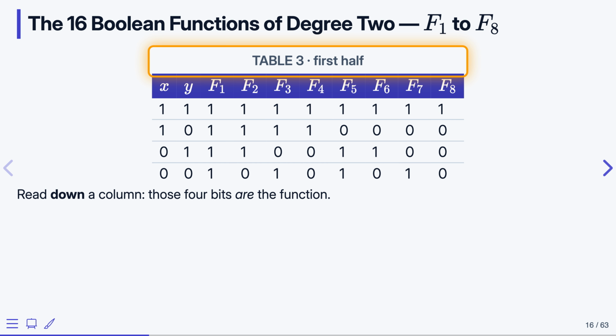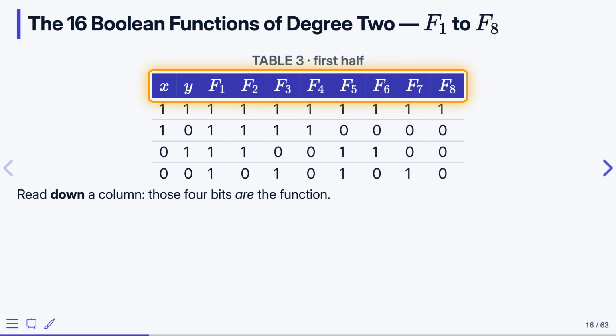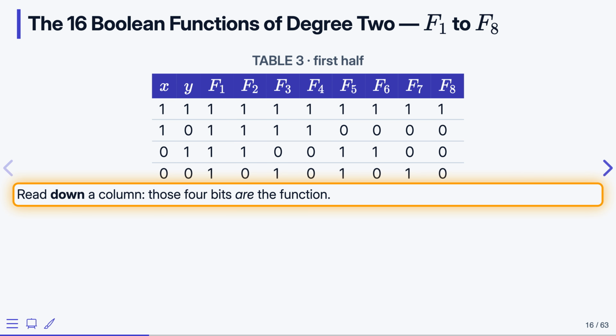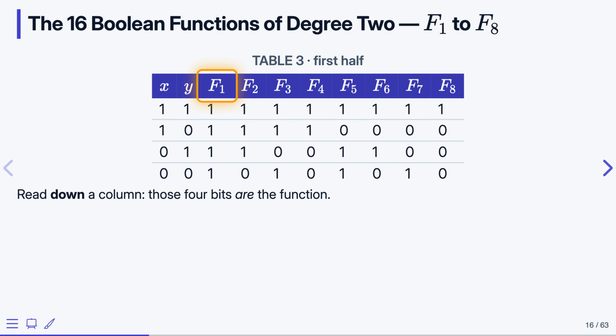There are exactly 16 Boolean functions of degree 2, so we can lay every one of them out. These are the first 8. The 2 left columns list the 4 possible input pairs. Then each of the other columns is one complete function. You read a function down its column, not across. Those 4 bits are the function. For example, f1 holds a 1 in every row, so f1 is the function that always returns 1. And f8 holds a 1 only in the top row, where x and y are both 1. That is the AND function.